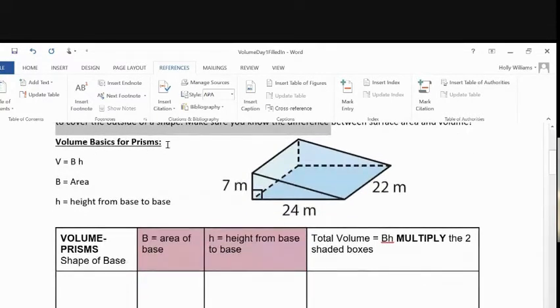So volume for prisms, remember prisms have to have two parallel bases, is just going to be the area of the base. So that triangle, the area of that triangle times how tall it is. So like from base to base, how tall is this prism? 22 meters. Yeah. So let's actually just jump right in and do this example.